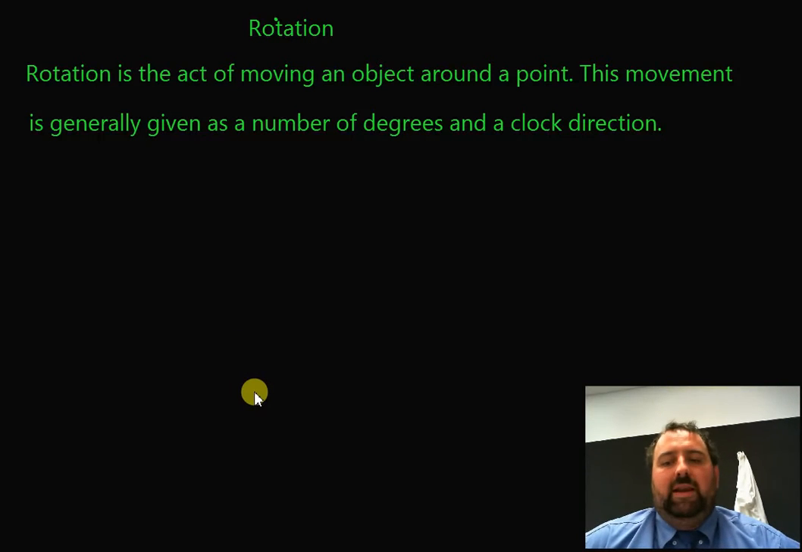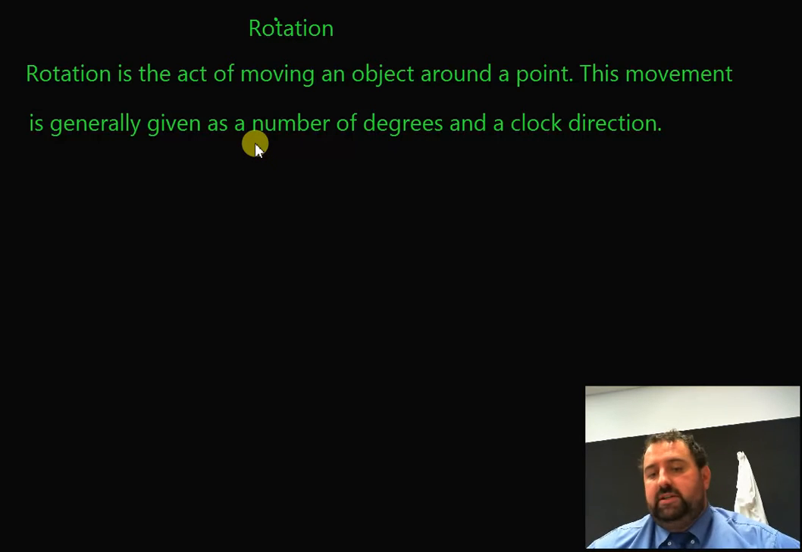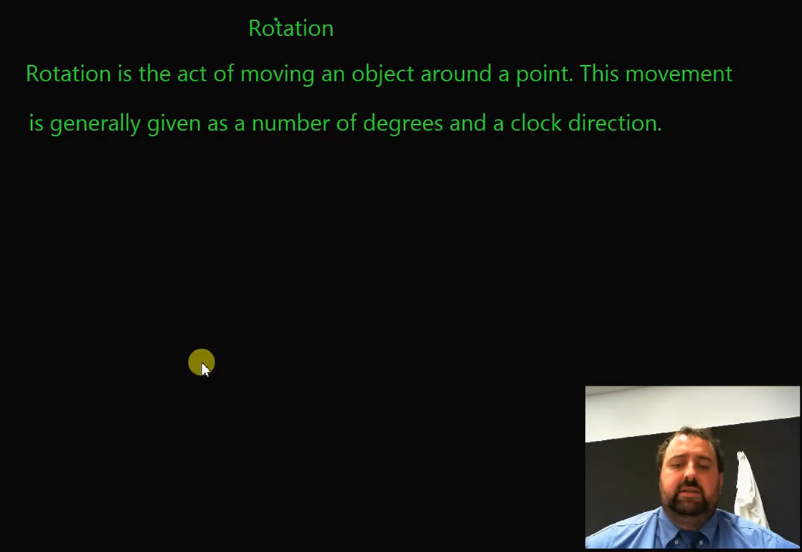So when we talk about how far we're moving it, we generally give it as a number of degrees, so 90 degrees, 180 degrees, something like that. And we normally give a clock direction as well, so either clockwise or anti-clockwise.